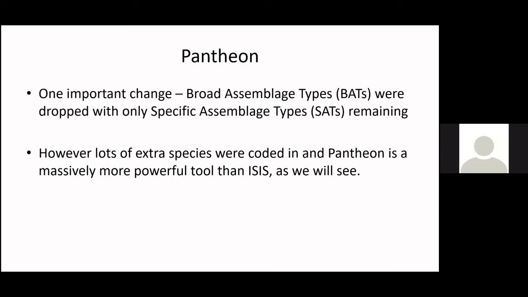And there are other ways of trying to assess the old broad assemblage type scores, but it's not as easy. That also impacted on Natural England, because not all SSSIs were scored by specific assemblage type. Some were scored by broad assemblage type, and once that's in the documentation, it's quite hard to change. So there was internal impact as well. But the good news was that lots of extra species were coded in, and Pantheon is a massively more powerful tool than ISIS ever was, as hopefully we'll see a little bit later on.